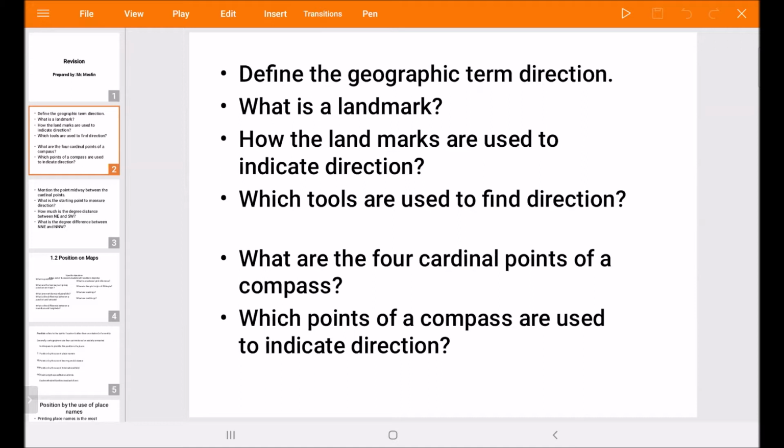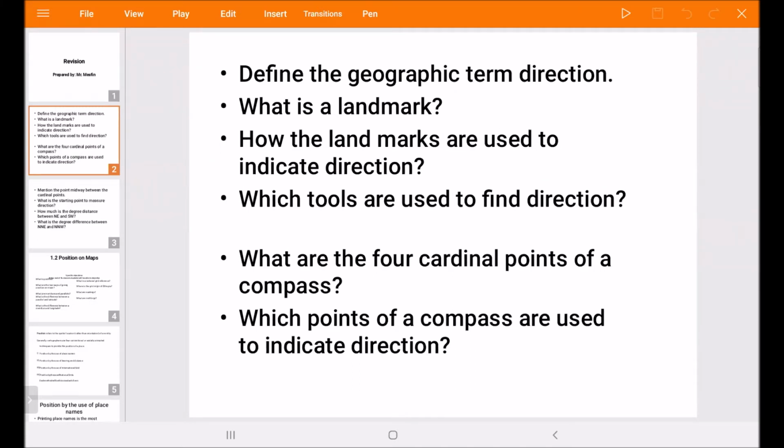Again, there are also subsidiary points or intermediate points, which are found midway between the cardinal points, which are northeast, southeast, southwest, northwest. There are subsidiary points or intermediate points. Again, another point.